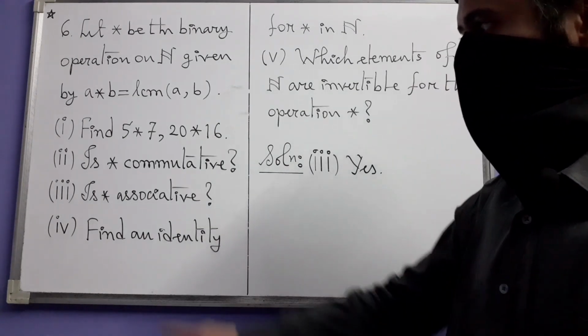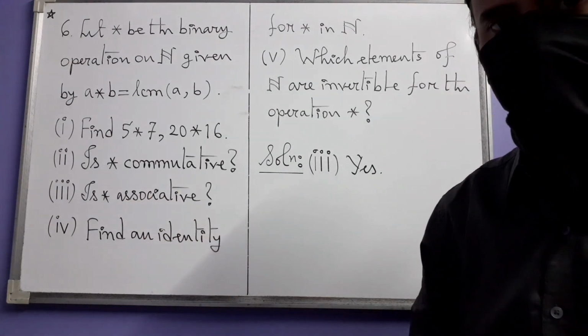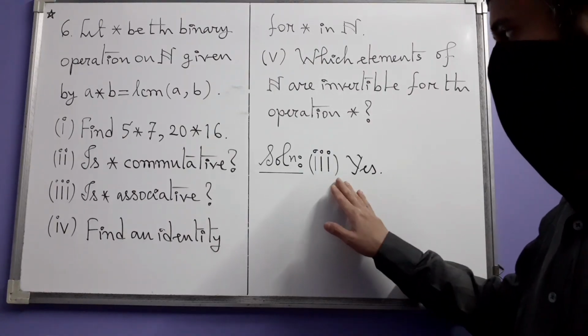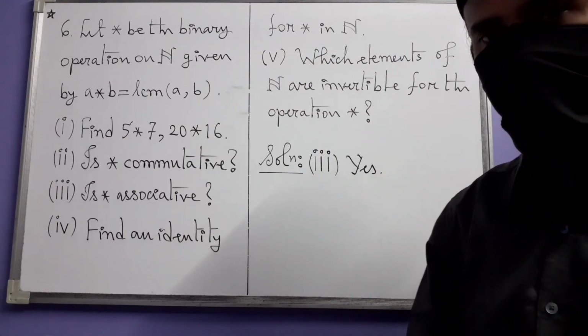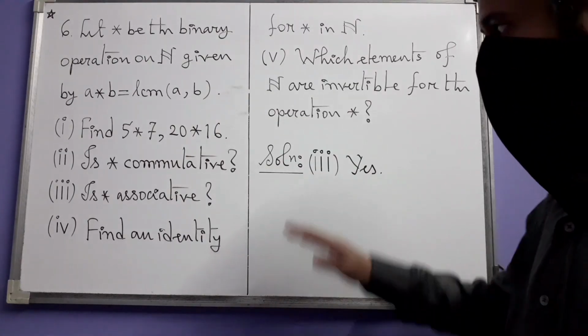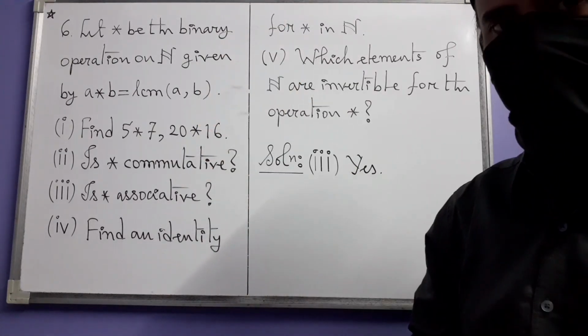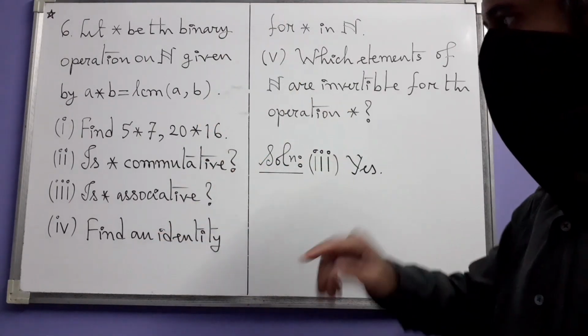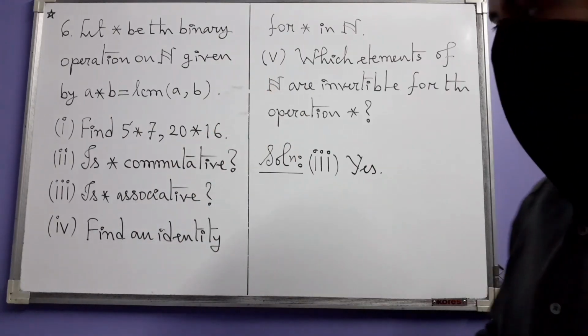Part 3 asks if star is associative. And here also the answer is yes, but we need to prove this. This is not as easy as showing that star is commutative. So I am now going to need space. So before we erase these parts, let's see the other parts as well.